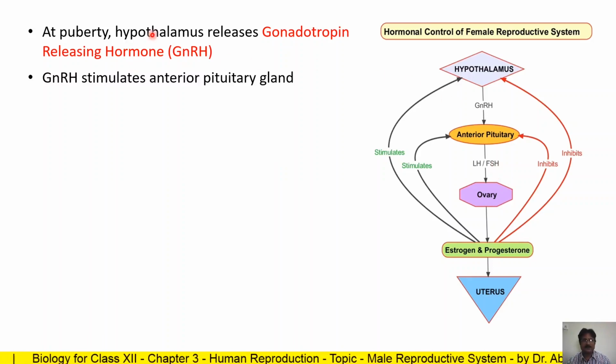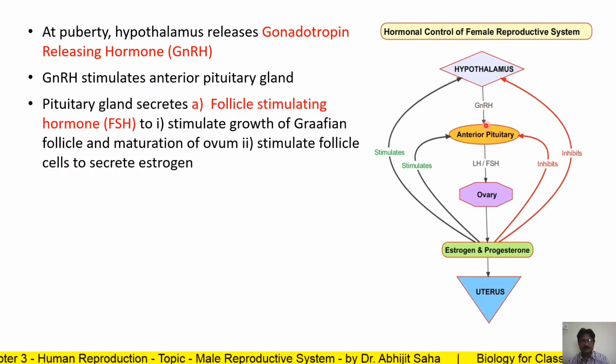At puberty, the hypothalamus secretes GnRH, the gonadotropin releasing hormone. This stimulates the anterior pituitary. The anterior pituitary secretes follicle stimulating hormone and luteinizing hormone. They all act on the ovary. What is the role? FSH stimulates growth of the Graafian follicle and maturation of the ovum. Number 2, it stimulates the follicle to secrete estrogen.